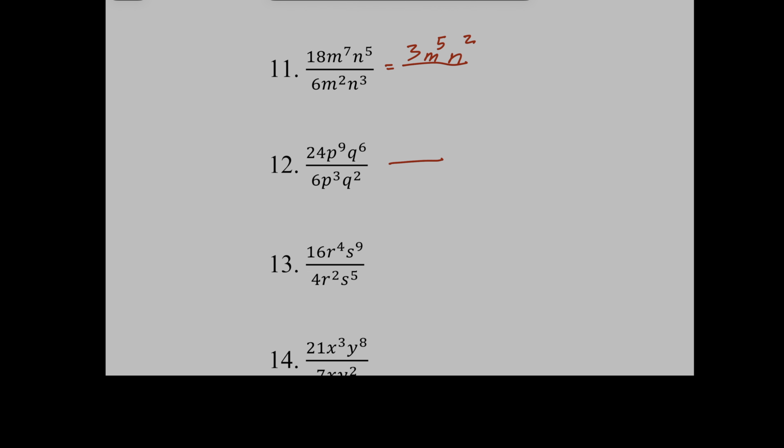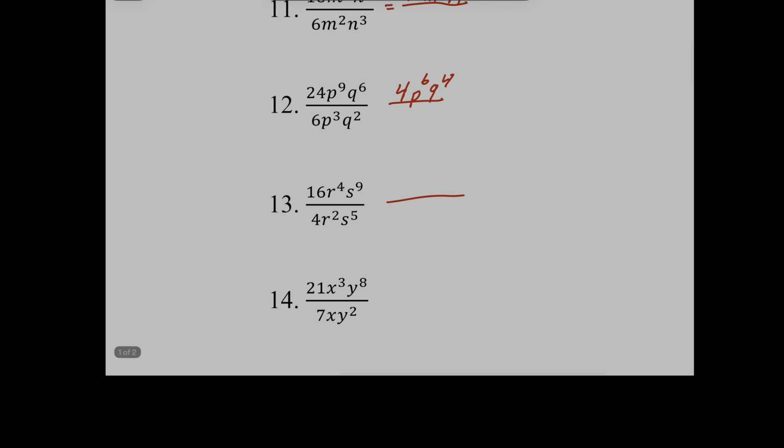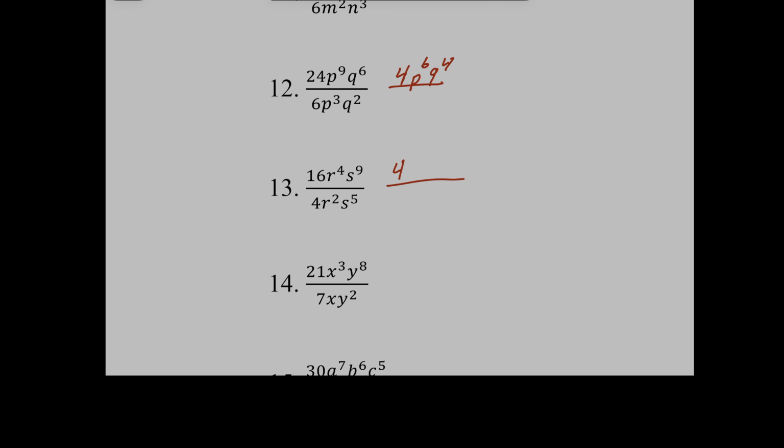All right, 24 divided by 6 is 4. My p's, there's more on top. And my q's, there's more on top. And I just subtract them. Number 13, 16 divided by 4 is 4. I have more r's on top, and I have more s's on top. So I leave them there.